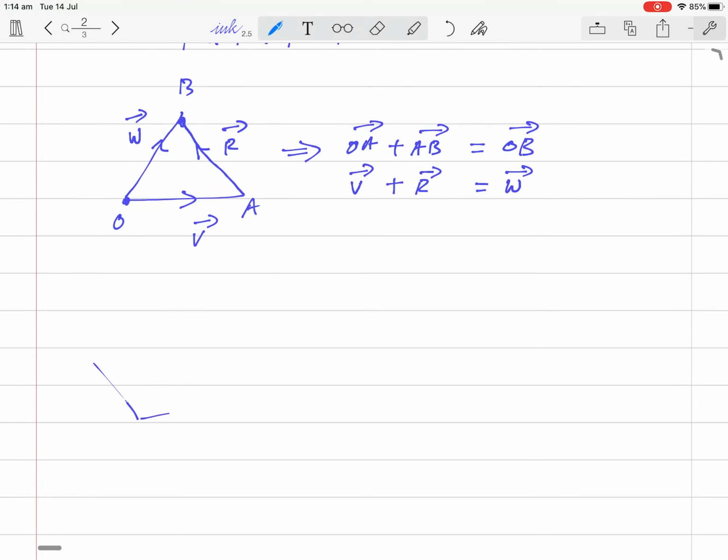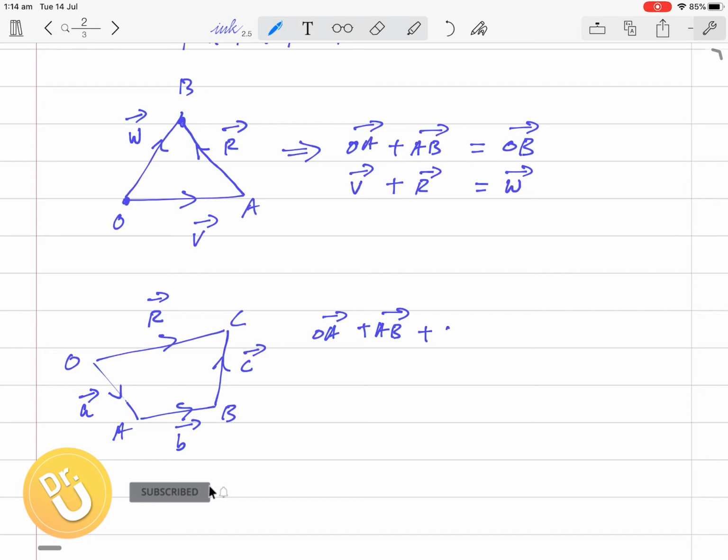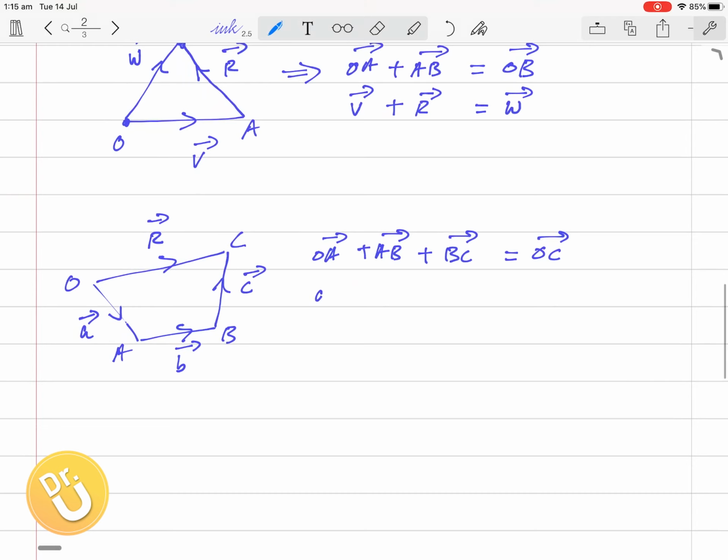Now if we have a few other vectors like this, starting from O, A, B, C, we have a few vectors over here. So I can say this is A vector, and this is B vector, and this is C vector, and this is R vector. So using the addition rule, you can say that OA vector plus AB vector plus BC vector is equal to OC vector. So one can write A vector plus B vector plus C vector is equal to resultant vector R. So this is how we find the resultant vector.